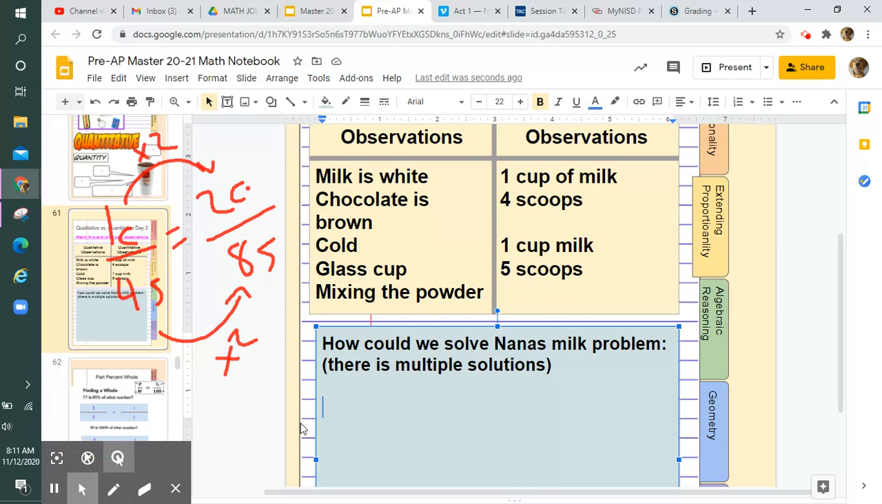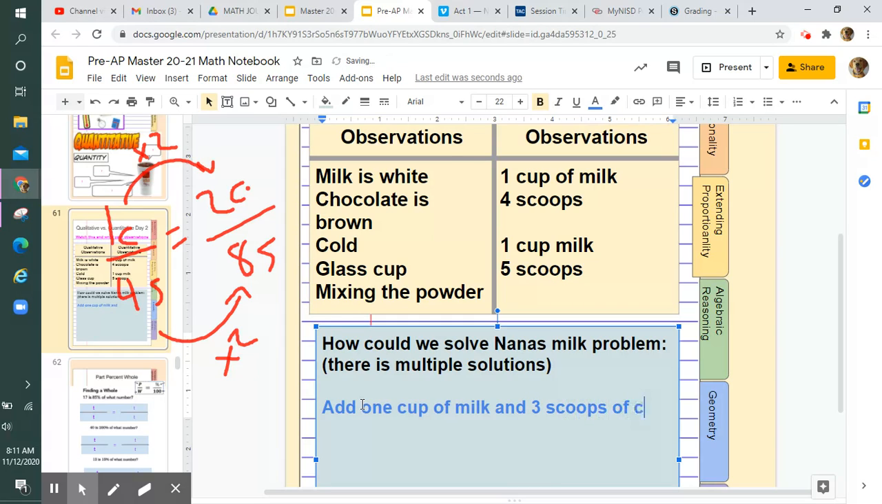So if we went with that solution, we would add 1 cup of milk, and we already have 5 scoops of chocolate, so we only need to add 3 more scoops of chocolate. That is one solution you could have had. Another would be to add 2 cups of milk. So we'd have 3 cups total, and 4 times 3 is 12, and we already have 5, and so 7 more scoops of chocolate.